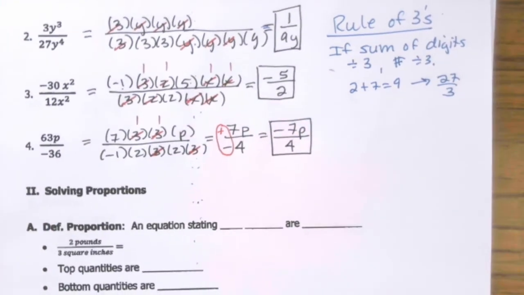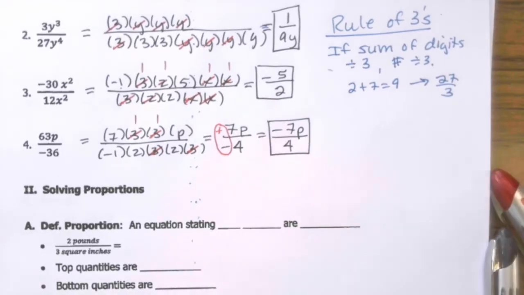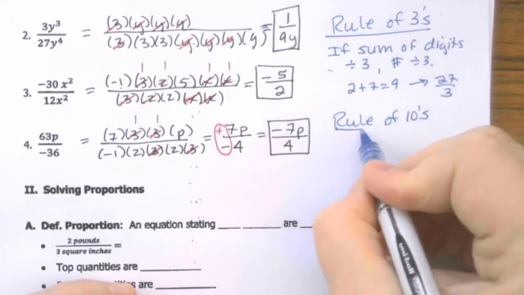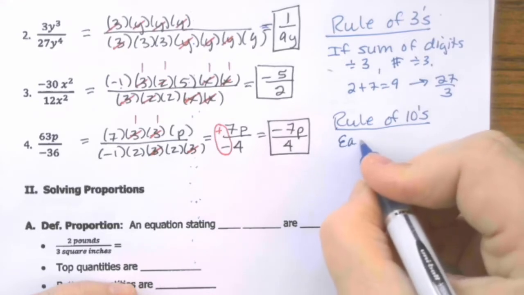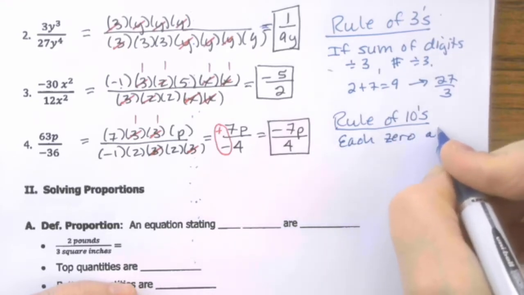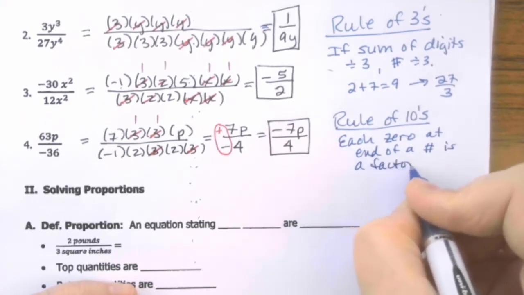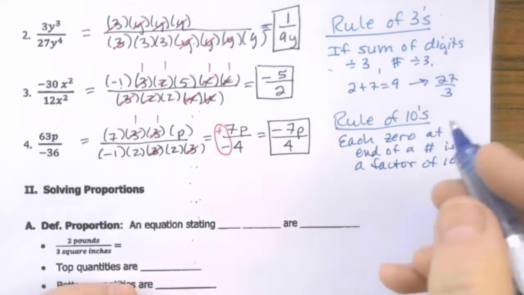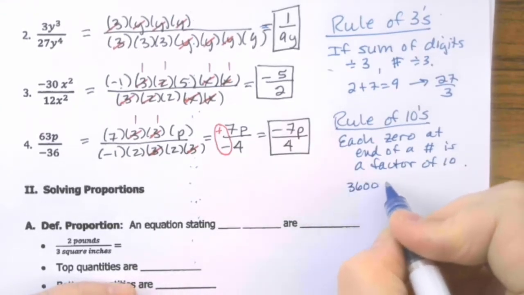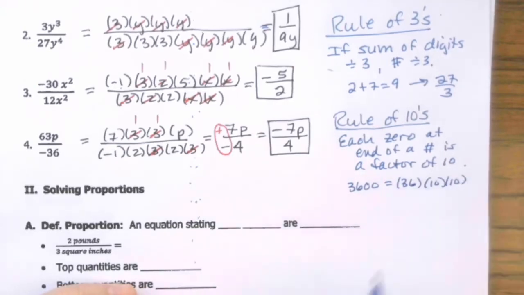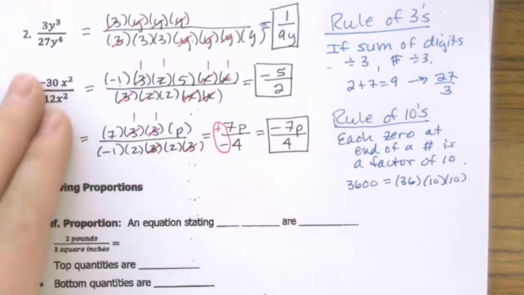Okay, one of the rules that I didn't talk about on these examples is the rule of tens. The rule of tens says each 0 at the end of a number is a factor of 10. So for example, 3600 is 36, and then there's 2 zeros, so it's times 10 times 10. So every 0 means a multiple of 10. So just a little help with that. All right, so this is reducing ratios.